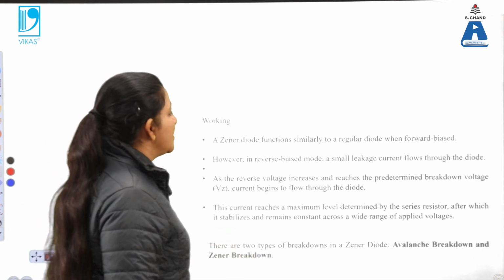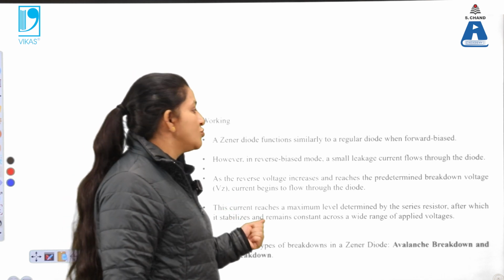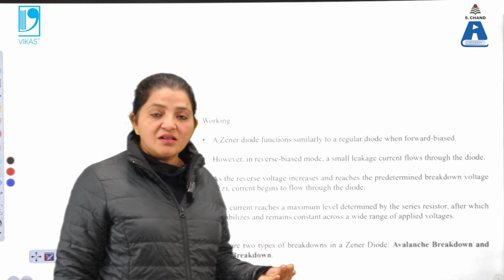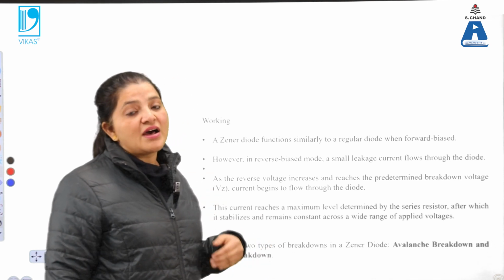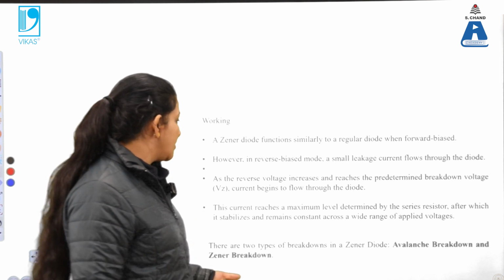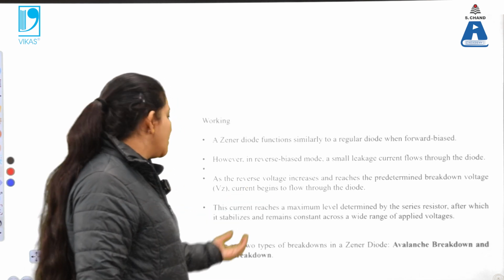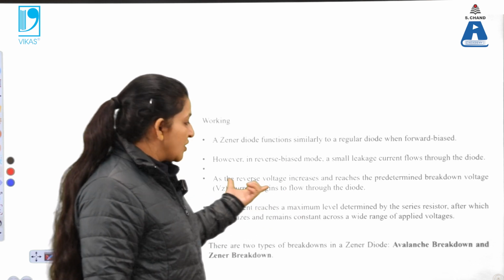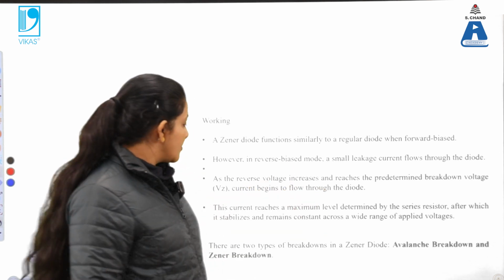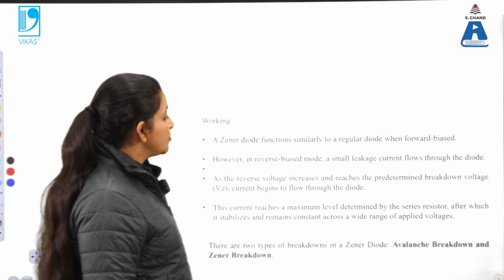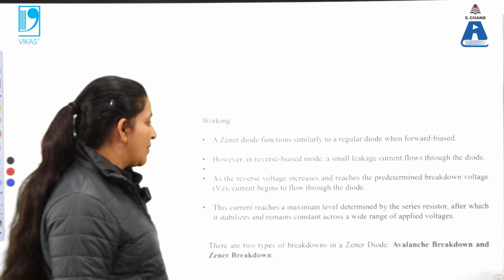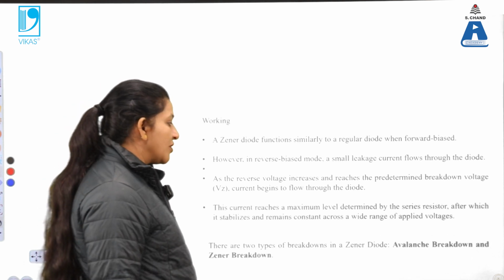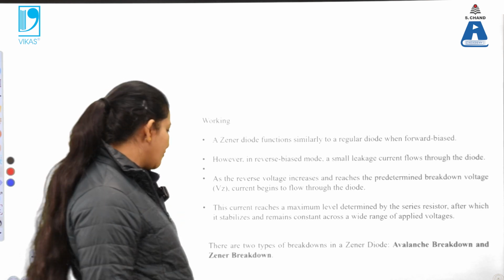While in reverse bias, a small leakage current flows through the diode, while in the case of the Zener diode, breakdown occurs because a large number of charge carriers are present there. So the current begins to flow in the diode, and that is predetermined by the breakdown voltage. That means it works only in the reverse direction. Then the current reaches a maximum value, which can be determined by the series resistor, after which it stabilizes and remains constant over a wide range of voltages.